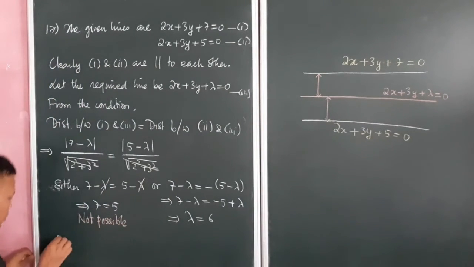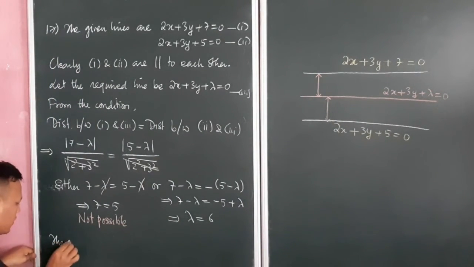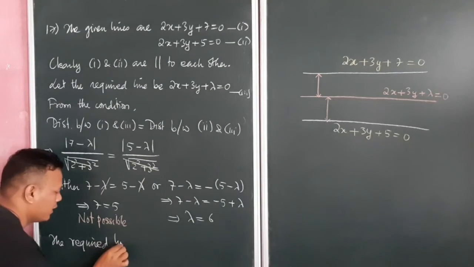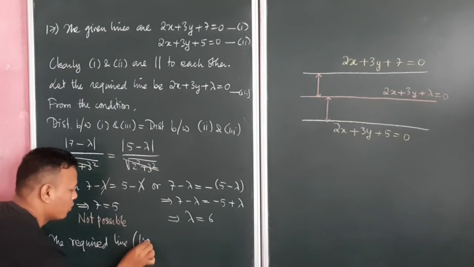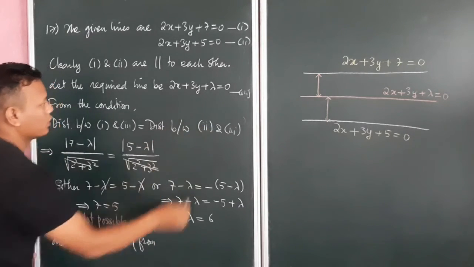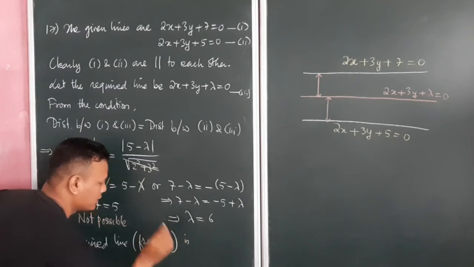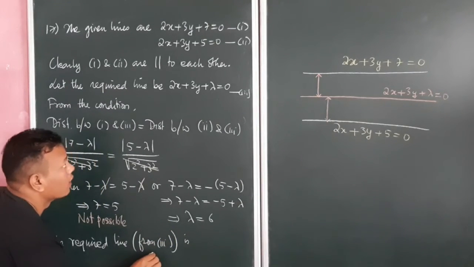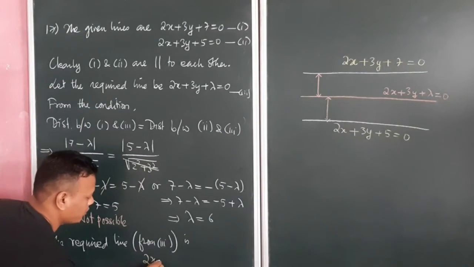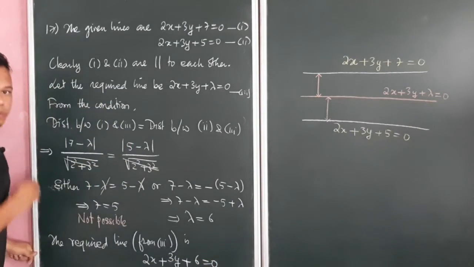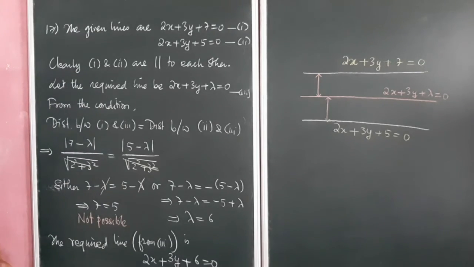So the required line, from this one, that is from 3, is 2x plus 3y plus lambda, lambda is 6, equals 0. So you may pause the video to note down.